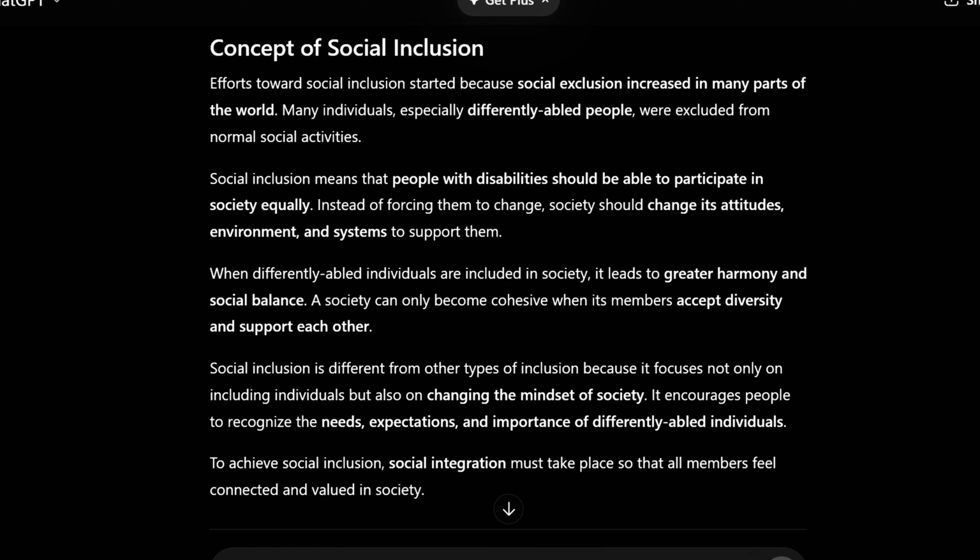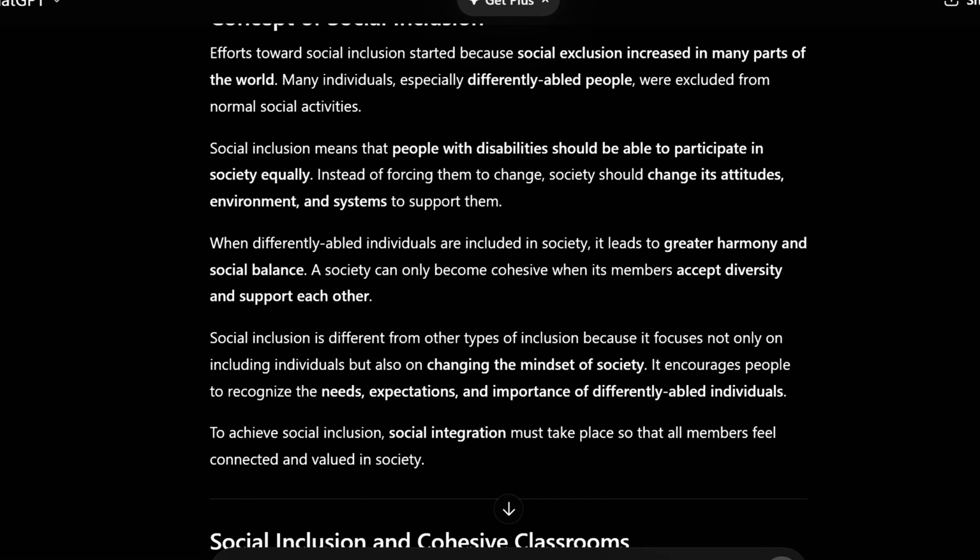Social inclusion is different from other types of inclusion because it focuses not only on including individuals, but also on changing the mindset of society. It encourages people to recognize the needs, expectations, and importance of differently abled individuals. To achieve social inclusion, social integration must take place so that all members feel connected and valued in society.